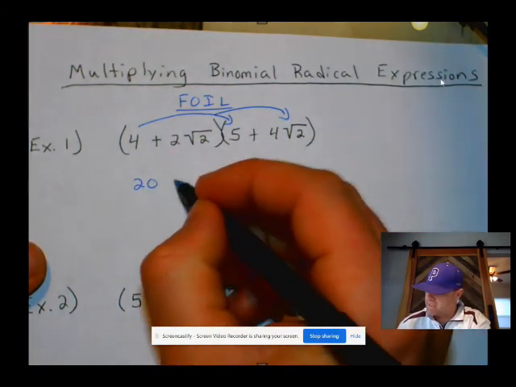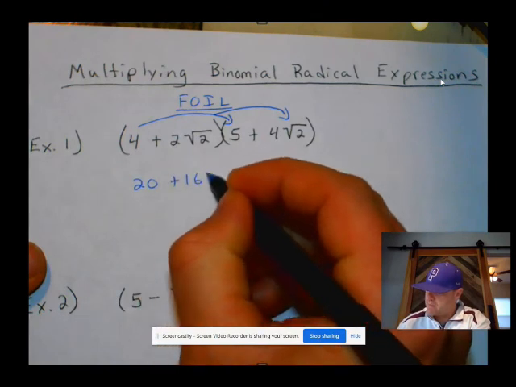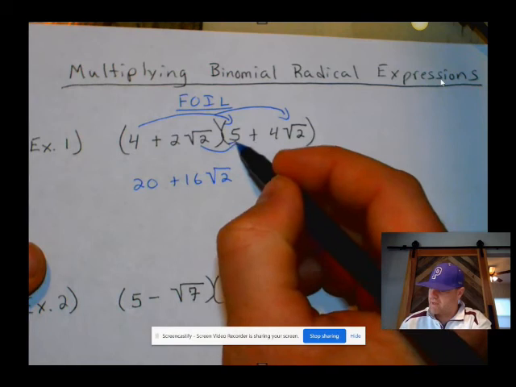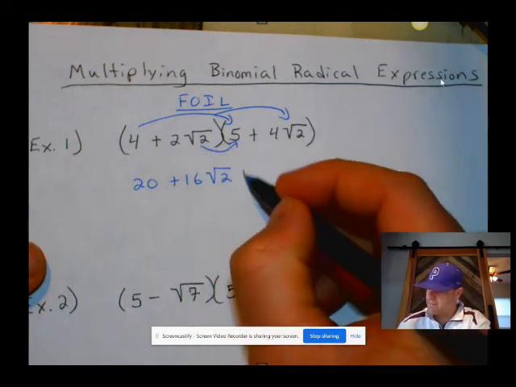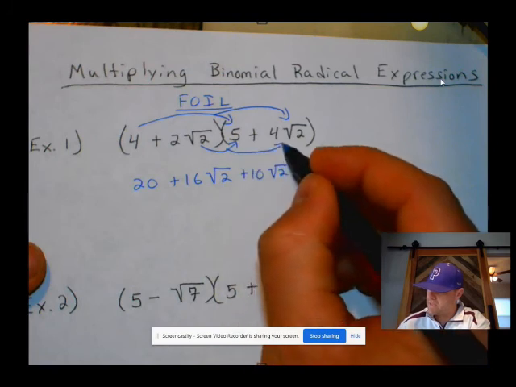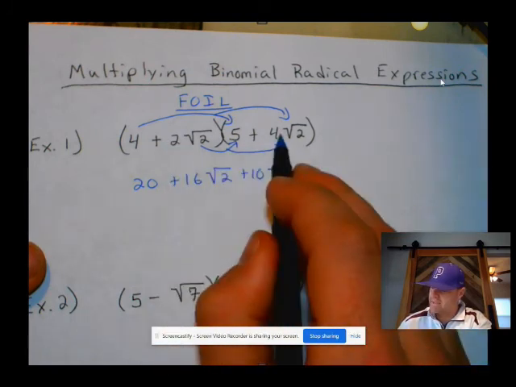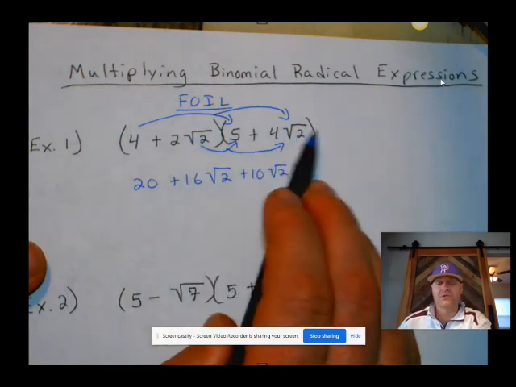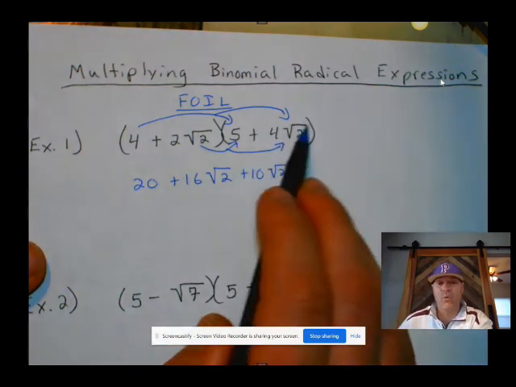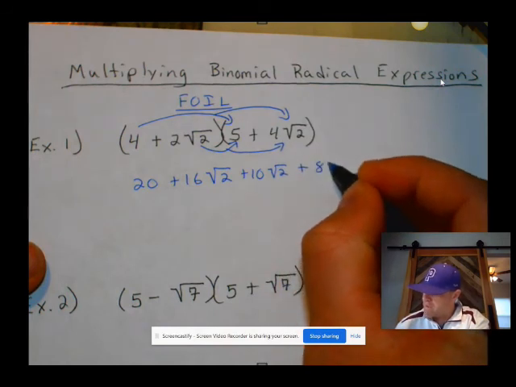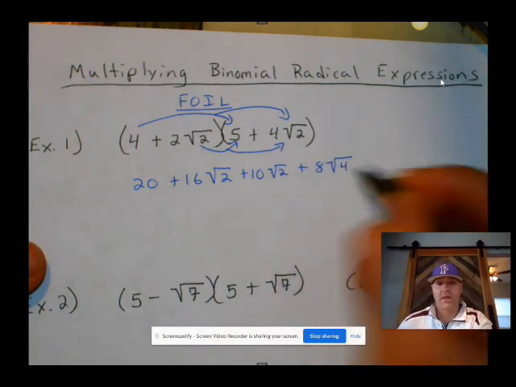It's going to give me 16, and it's going to be 16 root 2. Multiply these ones together right here, and I'm going to get 10 root 2. And then these last ones right here, that's going to give me 8. Then you can combine what's underneath the radical, and that's going to be 2 times 2, which is going to be 8 root 4. I'll write that here, knowing that we're going to simplify that 8 root 4.